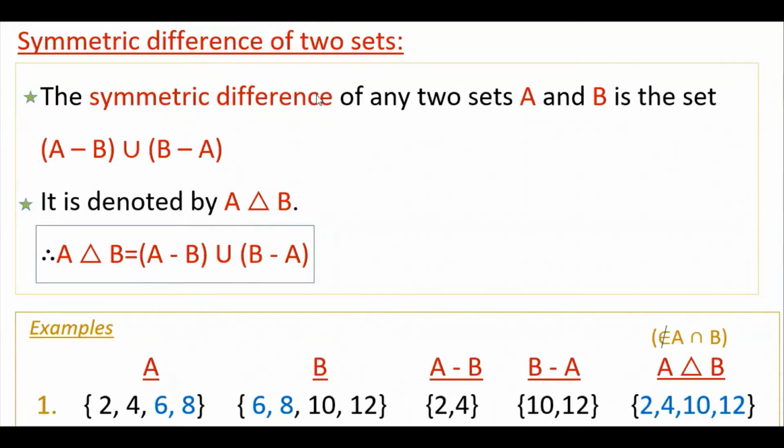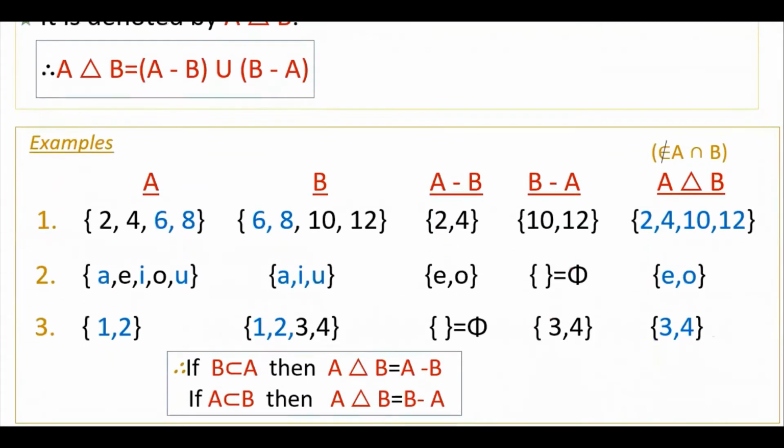Now I am going to tell about symmetric difference of two sets. The symmetric difference of any two sets A and B is the set A minus B union B minus A. So once you find A minus B and B minus A, if you union those two sets, then that is called symmetric difference of two sets. So this is denoted by the symmetric difference of A and B like this. And the symmetric difference of A and B is equal to, you can write as A minus B union B minus A.